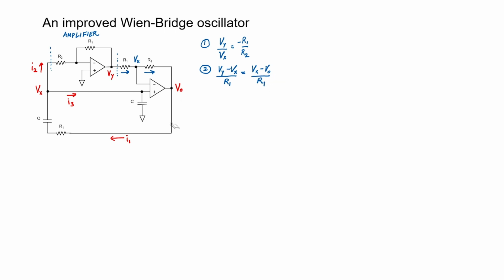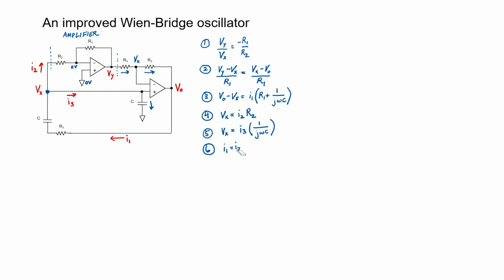If we now look at this branch between the output voltage and Vx, we can use Ohm's law, V equals IR. Since the voltage at the non-inverting input of this amplifier is 0, the voltage at the inverting input should also be 0. This means that Vx should equal I2 times R2. All of the current I3 should pass through that capacitor. This means that Vx should also equal I3 times the impedance of that capacitor. Finally, the currents entering this node should equal the currents exiting the node. We have a system of 6 equations and 6 unknowns.